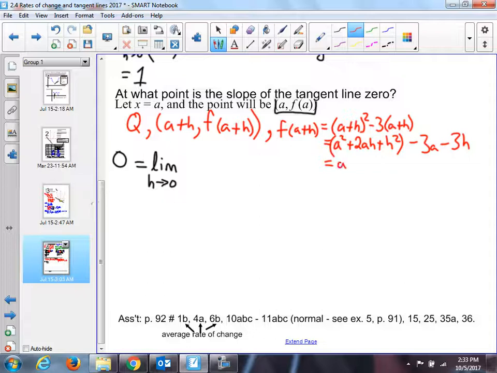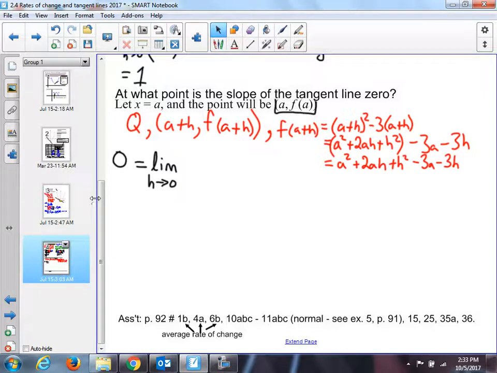No other a squareds. 2ah, no other 2ah's. Nothing cancels out, does it? Nothing. This is just rotten. I'll just write it down exactly as it is. And you're thinking, this is terrible. And it's not fun. I really didn't tidy things up at all, did I? I'll make some space. This is going to be big.